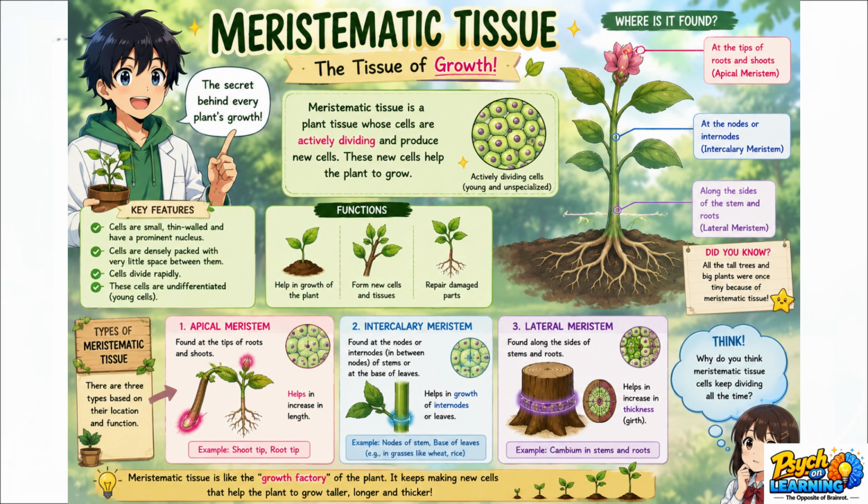Here, we find the meristematic tissues. These are basically the plant's formative tissues. If you look really closely at the root tip and the shoot tip, you'll see tiny young cells dividing rapidly. Their whole job is just to multiply, pushing the plant deeper into the earth and higher into the sky.